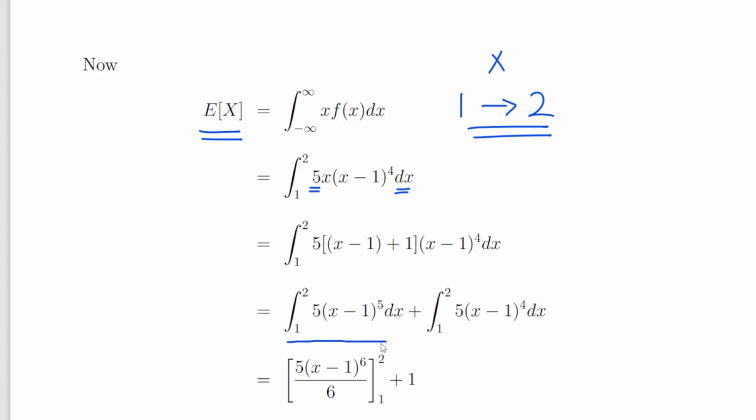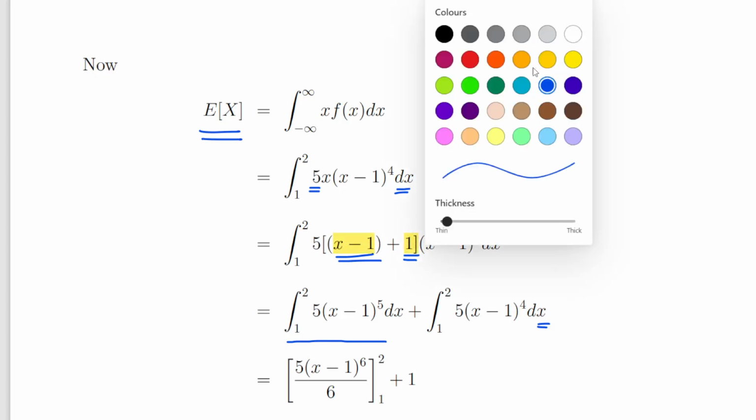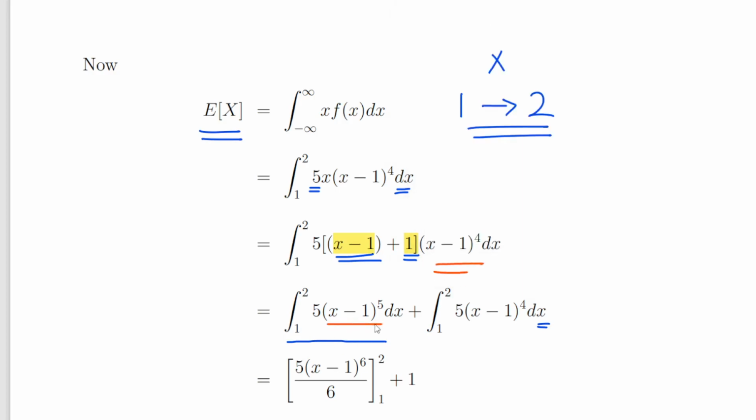So in the first instance, what we have there is the integral of 5 times (x minus 1) to the power of 5 dx, essentially that part there, and the integral of 5 times (x minus 1) to the power of 4 dx, which is related to that part there. To see what has happened there requires a little bit of guile. So you have x minus 1 and 1, and when we multiply that by (x minus 1) to the power of 4, we get these two different expressions here. It looks weird, but if you think about it in reverse, it makes sense. And quite often you'll have to do this in mathematics.